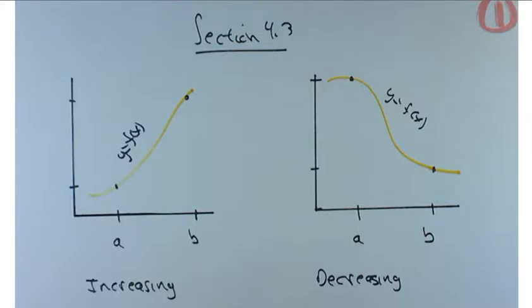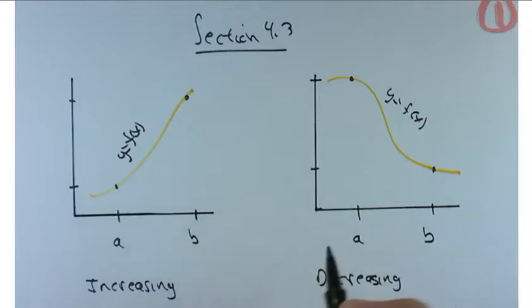So in section 4.3, we're going to discuss increasing and decreasing functions using what's called the first derivative test. The first derivative test really is the result of an observation that you can make using the mean value theorem. So let's remind ourselves real quickly what the mean value theorem is all about, what it says.